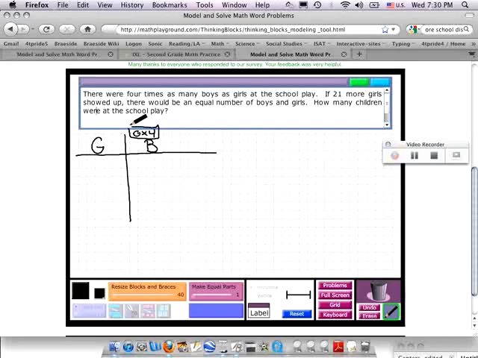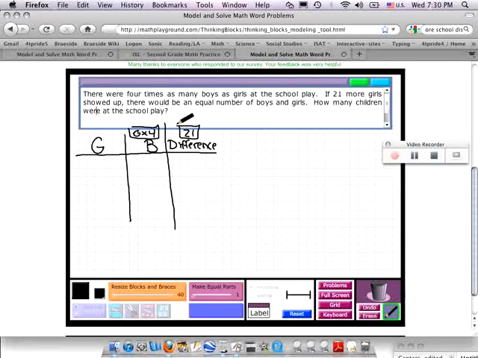I showed you this prior using blocks, and I'll show you how to do this problem using blocks again. But once again, if you're more comfortable with a table, then go ahead and use a table. You need to think about what you're trying to find. Now, you know that the difference is going to be 21 because the problem says if 21 more girls showed up, there would be an equal number of boys and girls. So the difference we want to be 21. So I'm going to put the difference over here, 21. And we know we've solved the problem when we have 4 times as many boys as girls and there are 21 more boys.